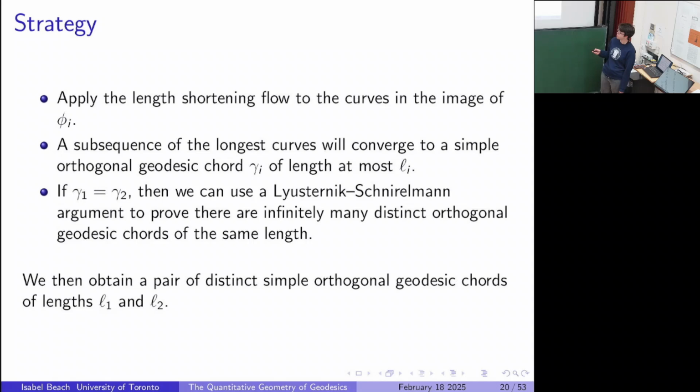And then as I previously mentioned, you get two chords, one for each class. If they end up being exactly the same, then you can use a standard argument to prove that there's actually infinitely many with that length. So in particular, there are at least two.